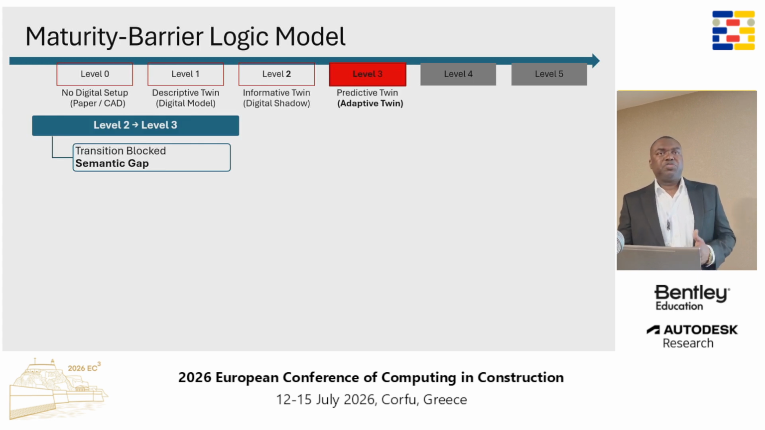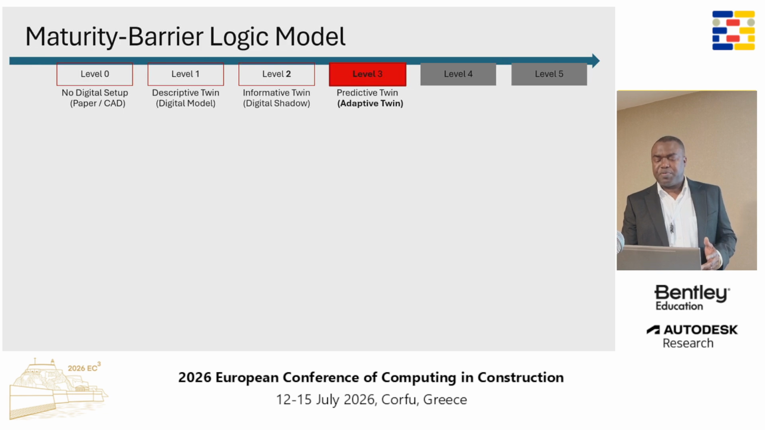Level 3 is the adaptive twin. This is the most critical transition in the entire model, where AI uses historical data to predict future states. And the barrier here is that of semantic gap.